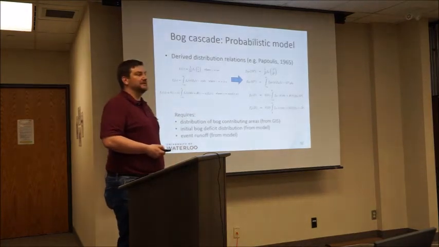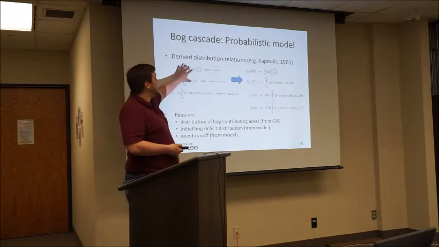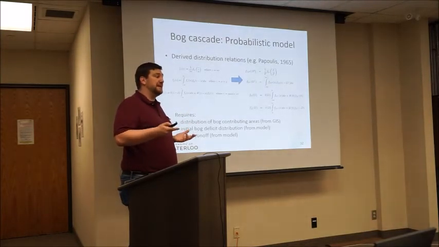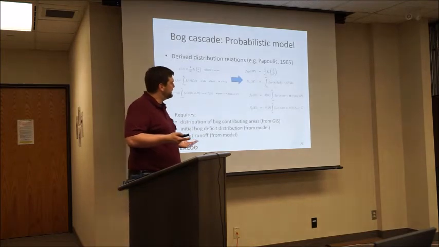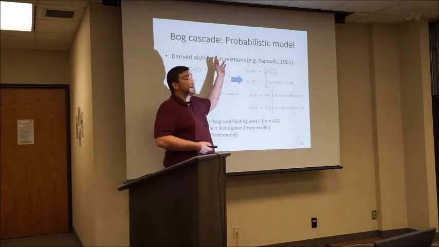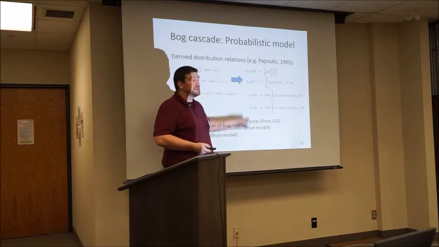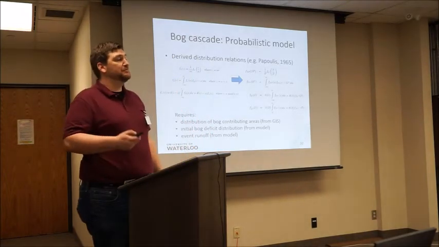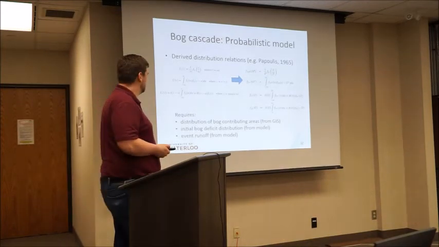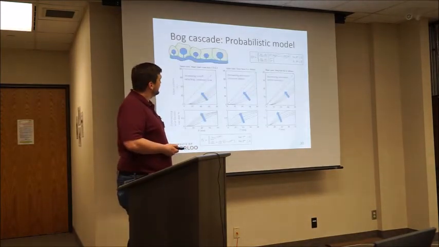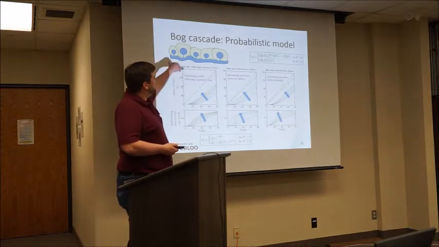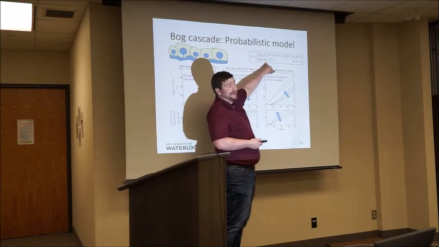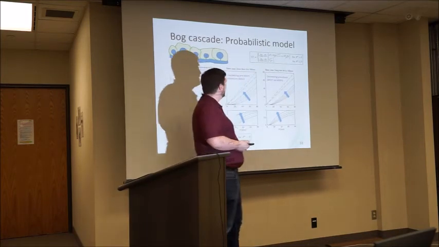The key thing I want to impose upon you is that if we know the distributions of the bog contributing areas, and if we know the distributions of our deficits or have some estimates of what those might be, we can analytically propagate those distributions and solve the Monte Carlo problem exactly for a 10,000 or 100,000 bog system. And for a single bog cascade, we can get very simple relationships. So this is analytically tractable. We can solve this and code this up very readily.